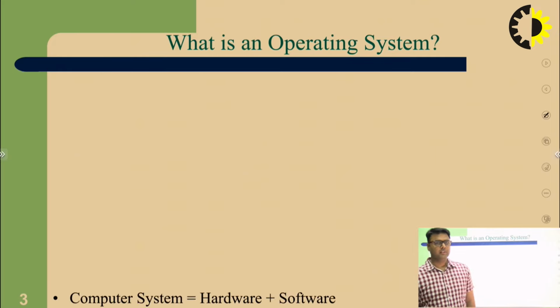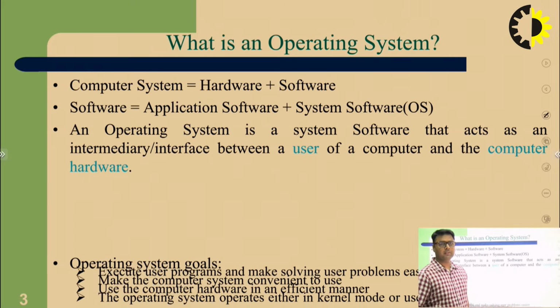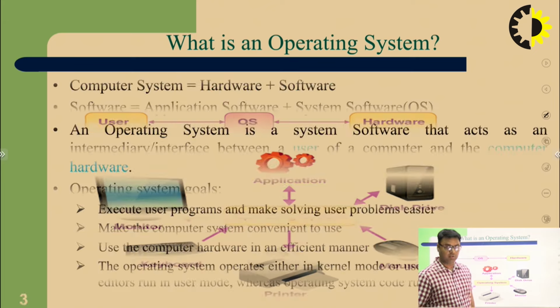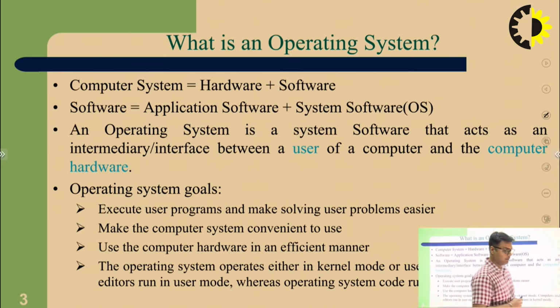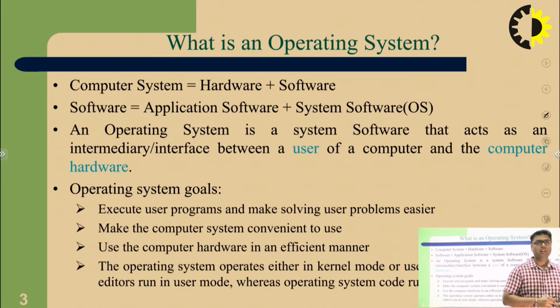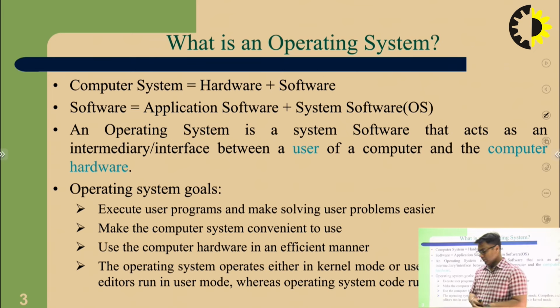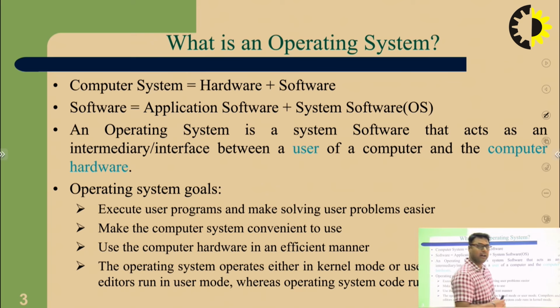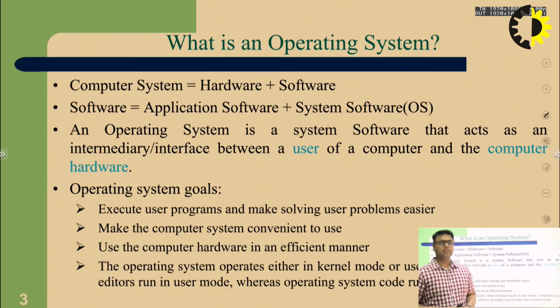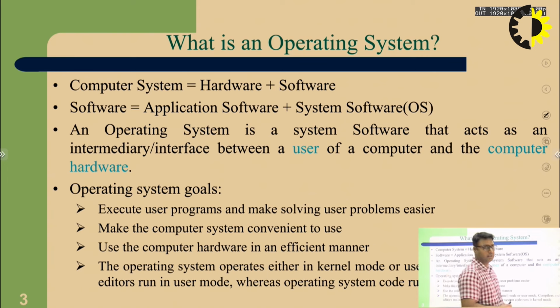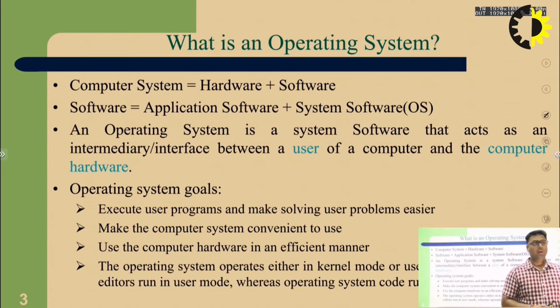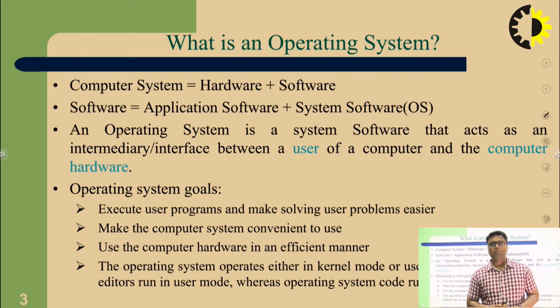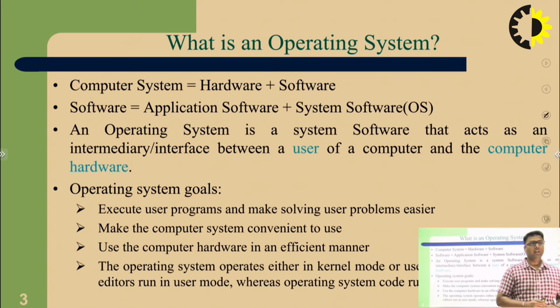What is the operating system? Before the introduction of the operating system, first we have to discuss what an operating system is. Basically, it is an intermediate between user and hardware. It is called application software plus system software, and an operating system is a system software that acts as an intermediary interface between a user of a computer and the computer hardware.